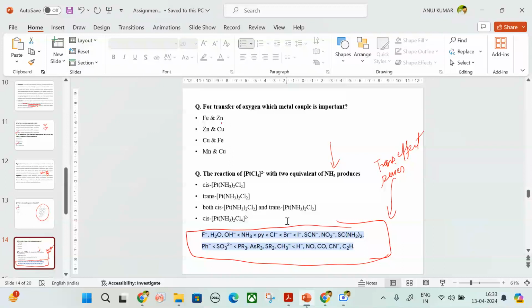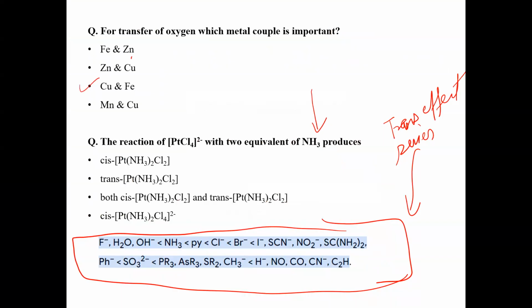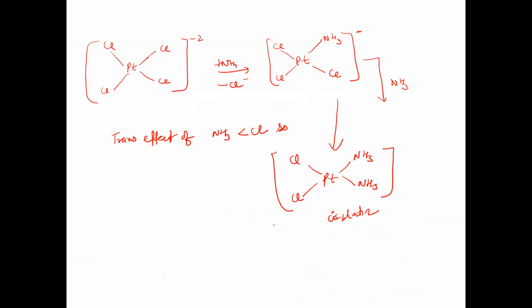So if you know about the trans effect, because here first this chloride will be displaced by ammonia, and thereafter that particular group will be departed. That is due to the ligand which is trans to the one showing more trans effect. So for your reference I have given here the trans effect series. So for the first one the right answer is this, and the second one, if I talk about the mechanism.